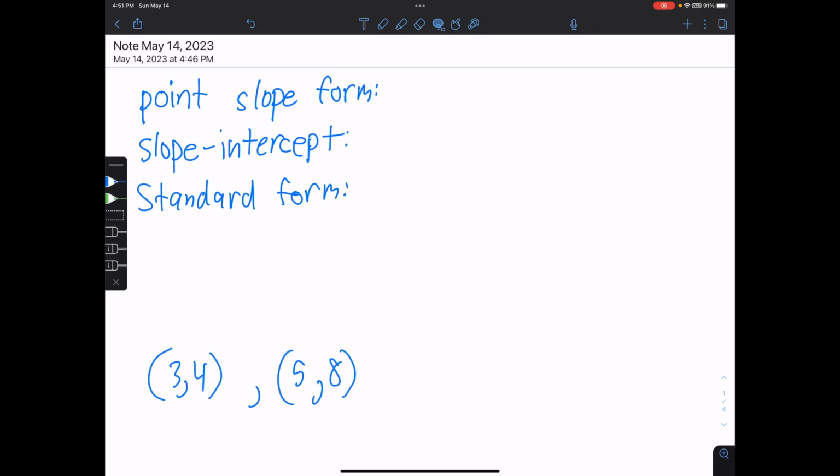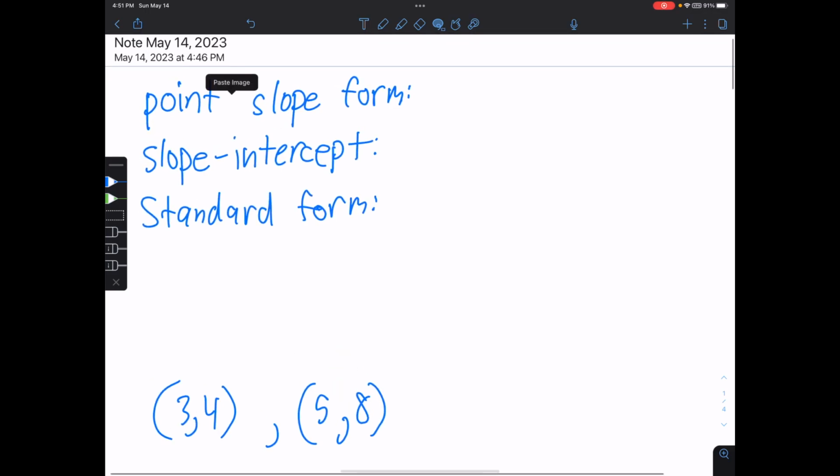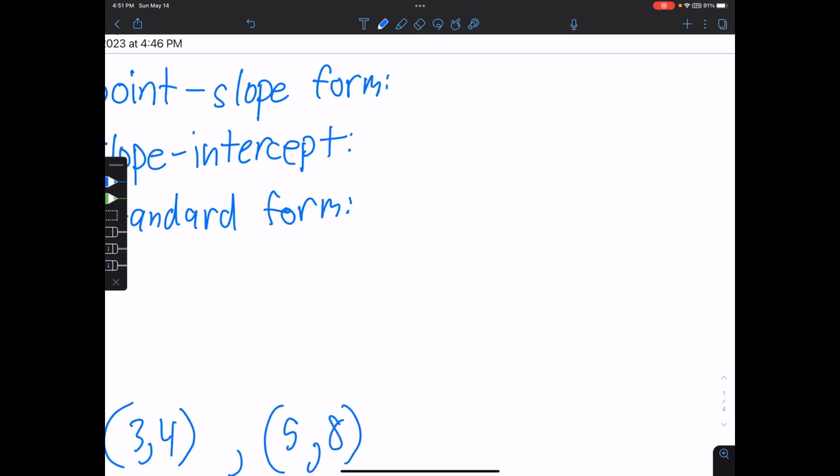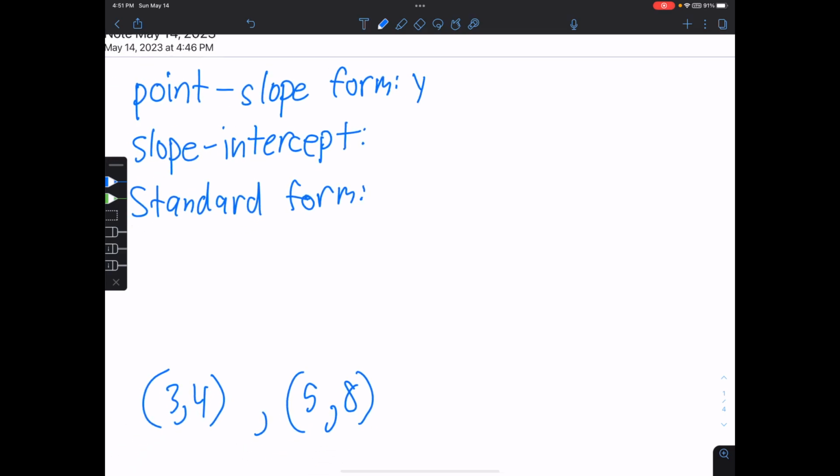Okay, so I wanted to go over a short algebra review. First of all, let's go over the point slope form, and all of the forms that you need to know on this quiz. The main one you need to know is this: y minus y1 is equal to m times x minus x1.